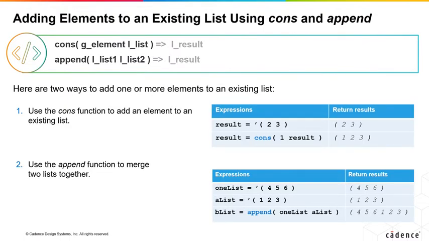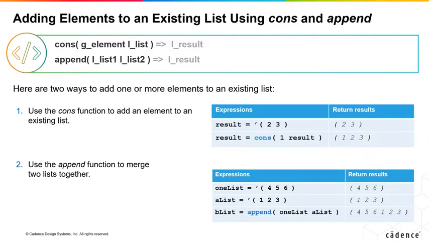Another typical task that you will be doing in your skill programs is to add elements to an existing list. So here's two different ways to do that. The first is to use the cons function, and that will add an element to the front of an existing list. In the example here, we have result equals single quote 2, 3 to create the list, and then we say result equals cons 1 result. So we'll take result, which is the list 2, 3, and we will add 1 to the front of that list, and you can see the result.